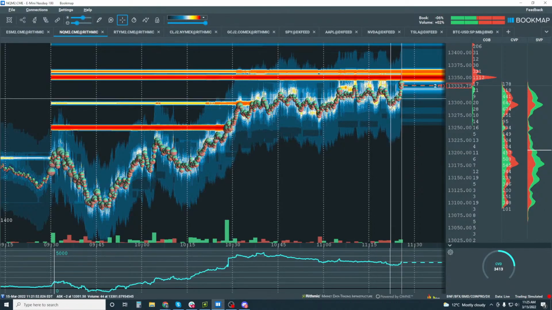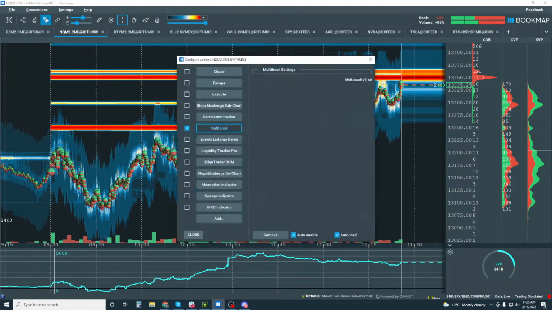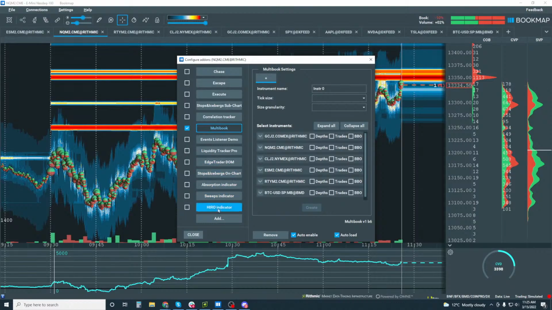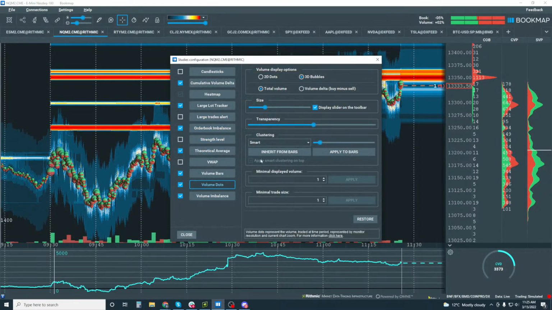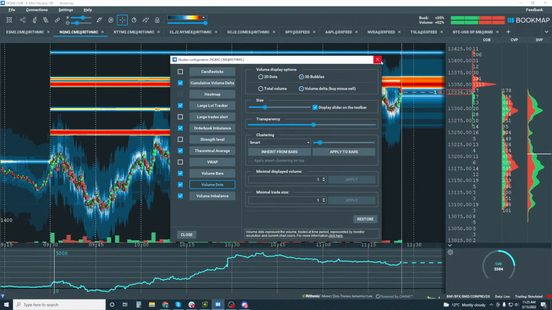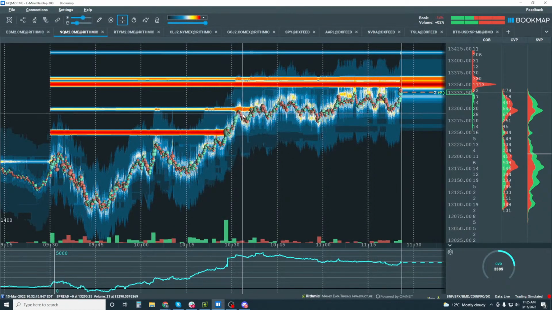But NASDAQ was showing us some buying coming in here. I've got this on. Interestingly enough, volume dots here. I'm going to put it on delta.